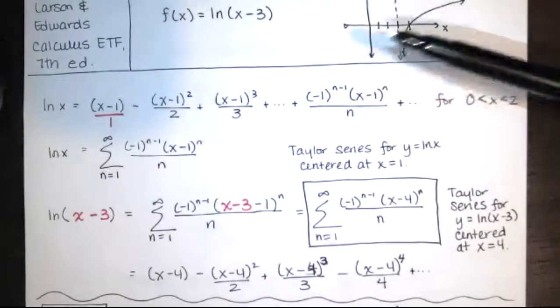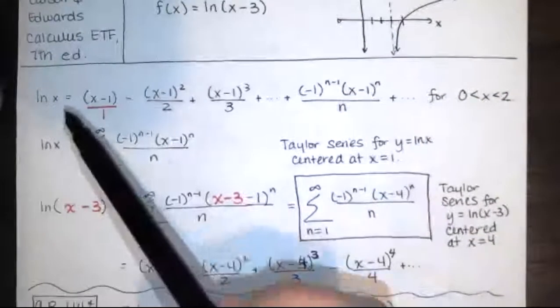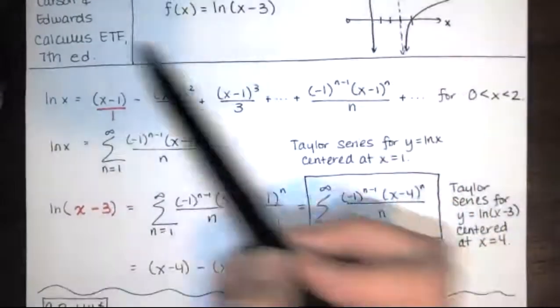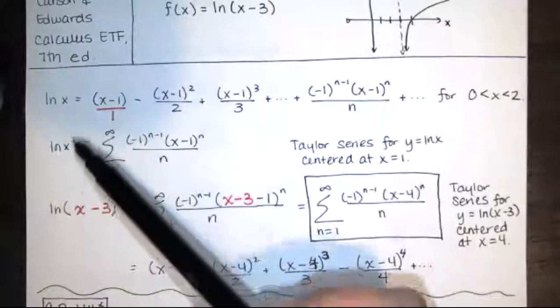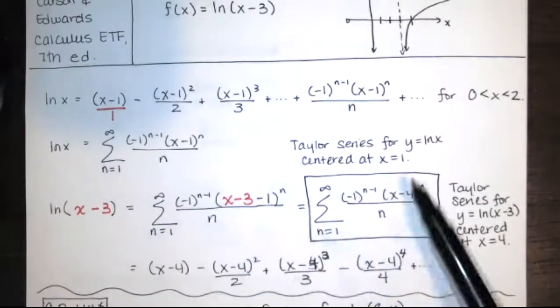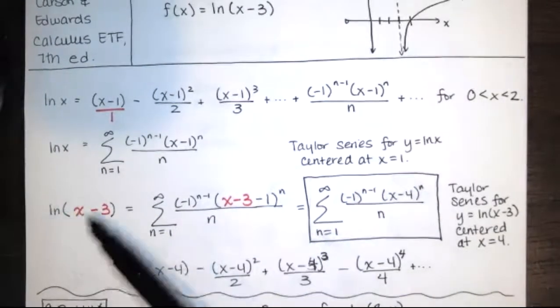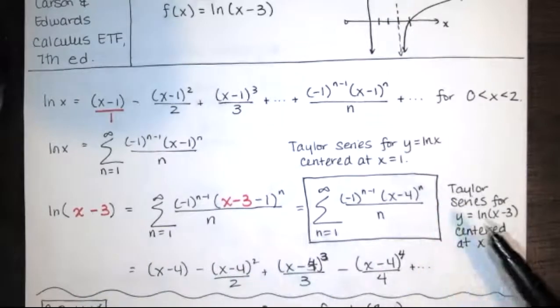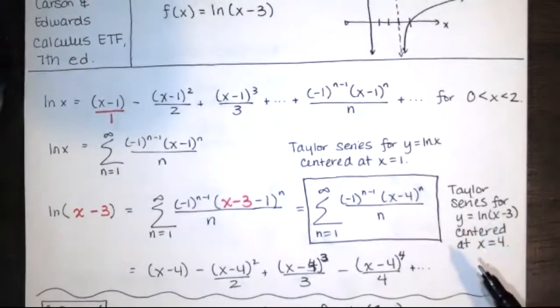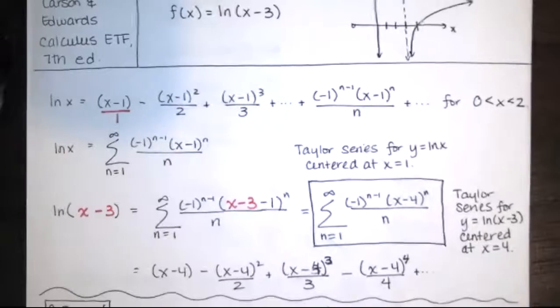What they were looking for you to do was to use this from their table of power series and then just replace x with x minus 3. And then we get this Taylor series for natural log of x minus 3, but it's not centered at 0, so it's not a Maclaurin series. It's actually centered at x equals 4.